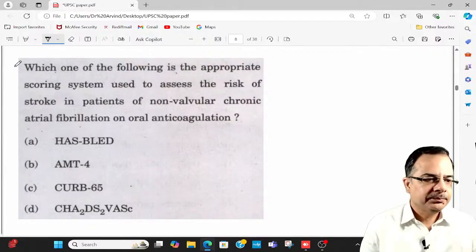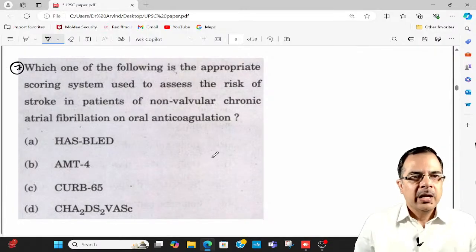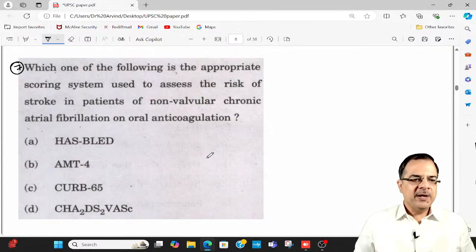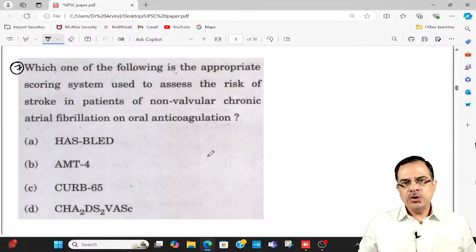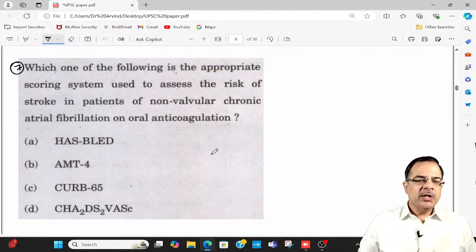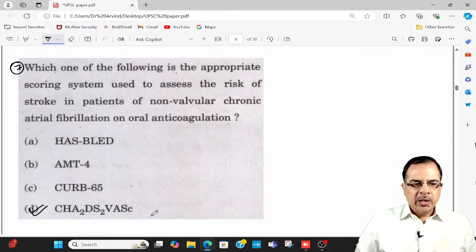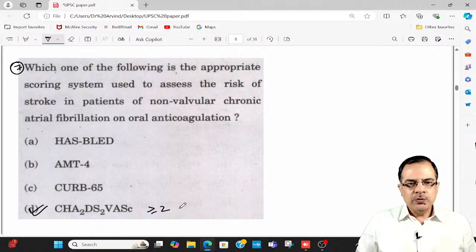Number 7. Which of the following is the appropriate scoring system to assess the risk of stroke in a patient of non-valvular chronic atrial fibrillation on anticoagulation? So that scoring system which increases the risk is the CHA2DS2-VASc score. This should be more than or equal to 2. So it is a high risk for the stroke.